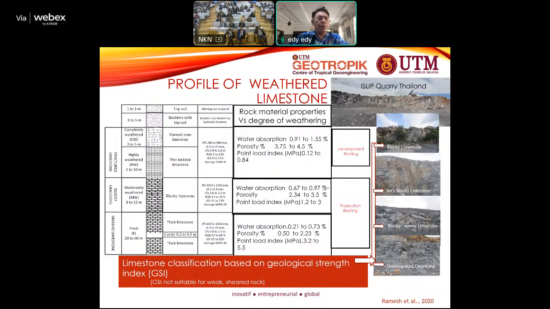For example, if we would like to construct or design a slope, then this parameter could be useful for us as an input parameter, or something that we could actually look into. Thank you. Then another slide, please.